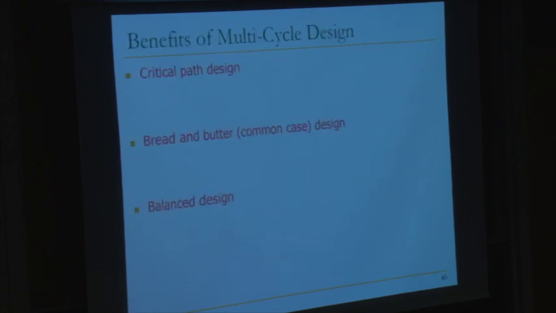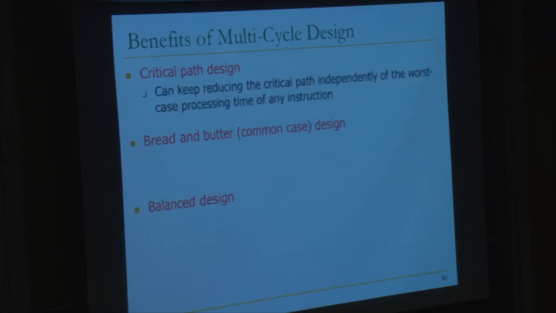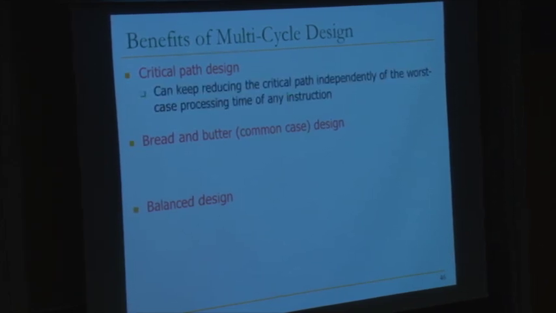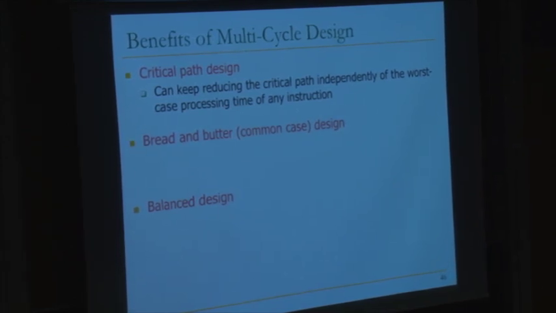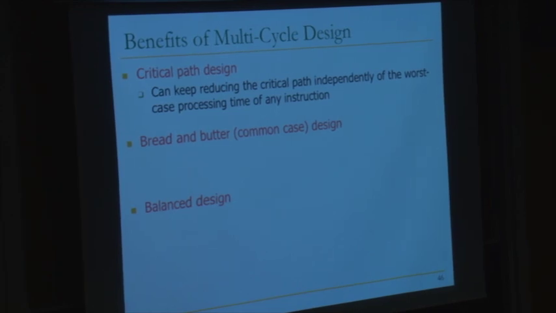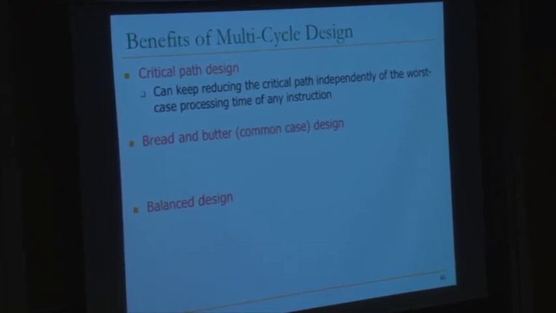So what is the benefit of a multi-cycle design? Let's take back these principles. You can evaluate any microarchitecture using these principles. Critical path design. Is there a benefit? Well, now you can keep reducing the critical path independently of the worst case processing time of any instruction, right? Now you've decoupled your critical path from the worst case processing time of an instruction. You can have an instruction take 1 million cycles, but the cycle time can be very short.